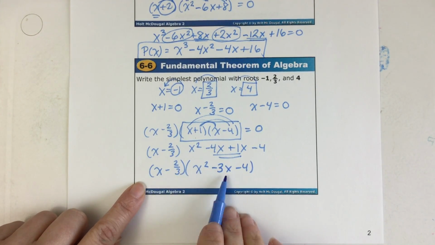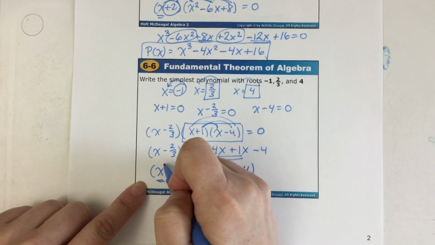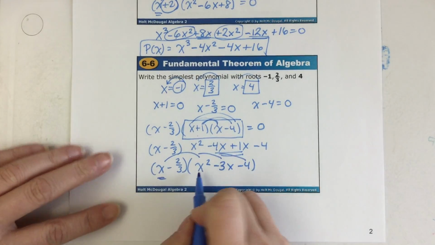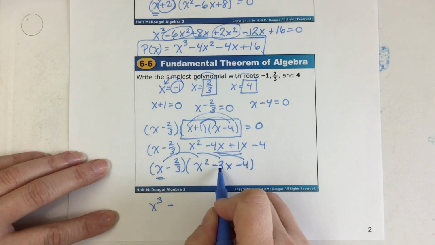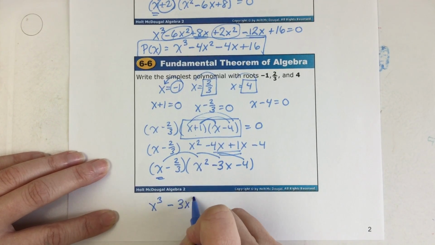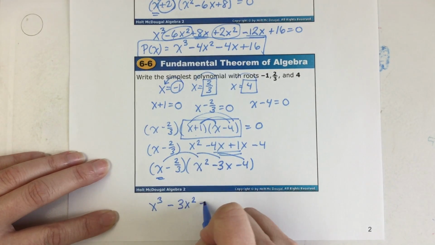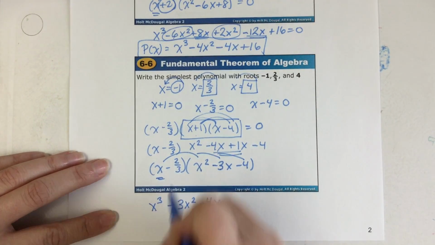Now what I need to do, I can't FOIL, I need to distribute. So first I give every term an additional x. So x squared becomes x cubed. X times negative 3x is negative 3x squared. X times negative 4 is negative 4x.